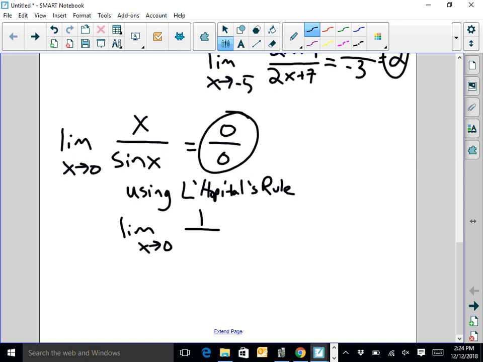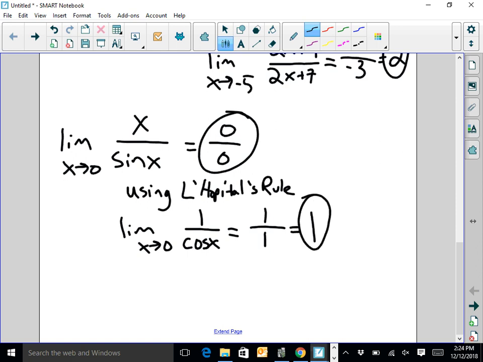Now we can plug in 0 and see what happens. Well, there's nothing to plug in on top, so it's just a 1. What is cosine of 0? Well, cosine of 0 is also 1. 1 over 1 equals 1. And I can solve the limit very easily.